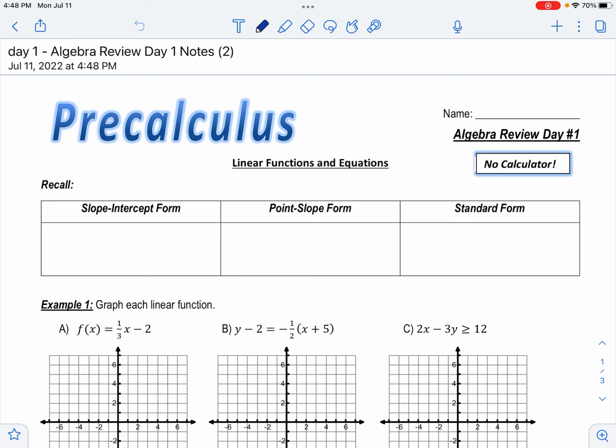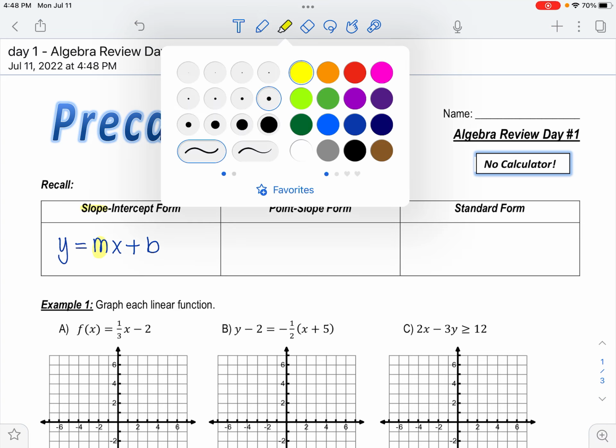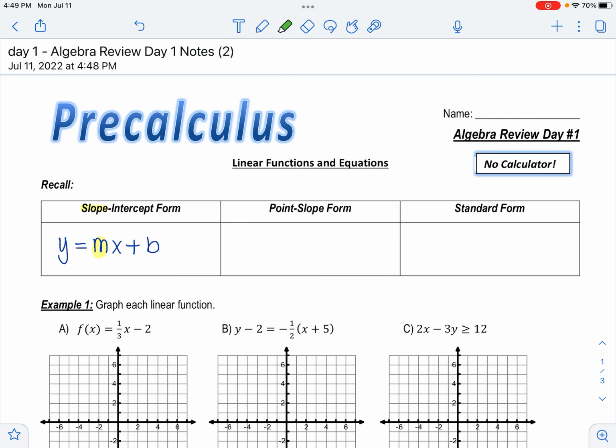So the first one is slope-intercept form. Slope-intercept form has the slope and it has the y-intercept in the equation. So that is y = mx + b. So right here we have our slope, which is m, and our y-intercept, which is (0, b).